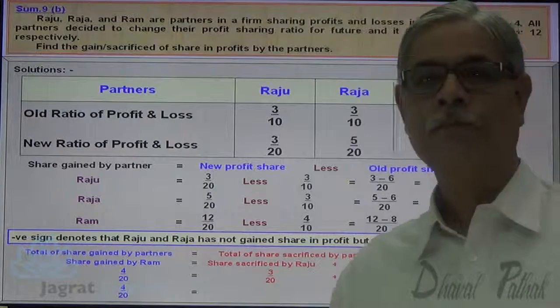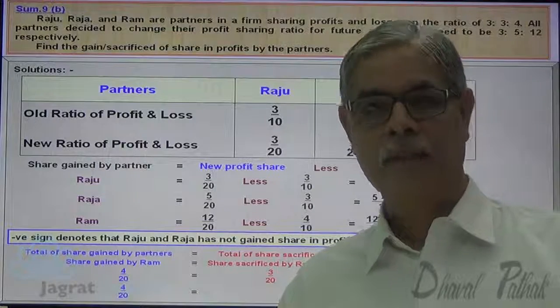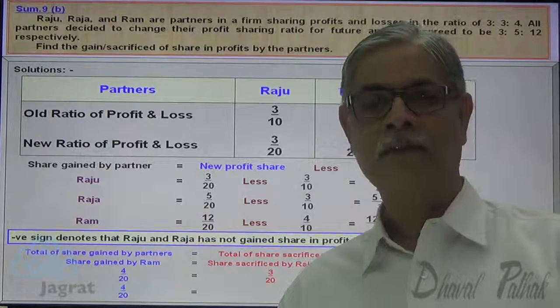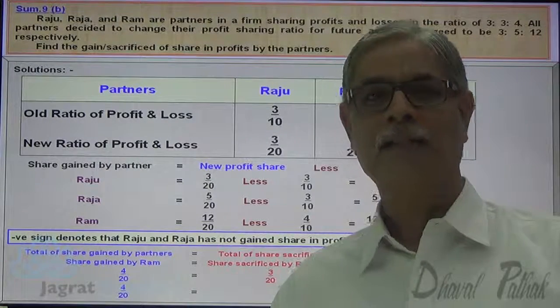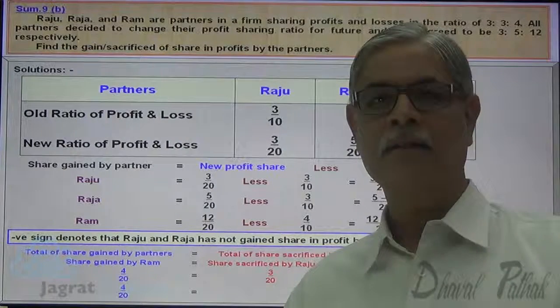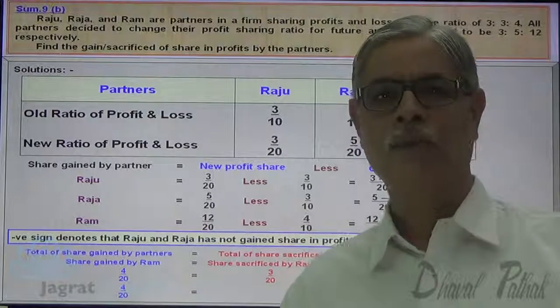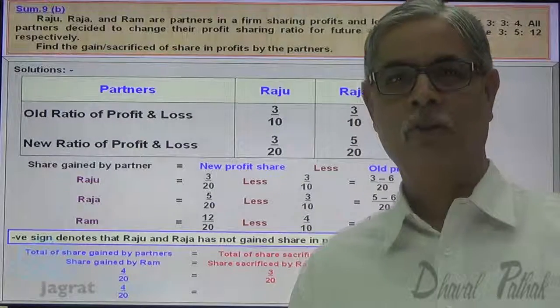This is how the change in the profit sharing ratio is explained by using sacrifice formula as well as gain formula. The observation under both the methods is same. That is the important point to be noticed by the students. I think you must have followed. Thanks.